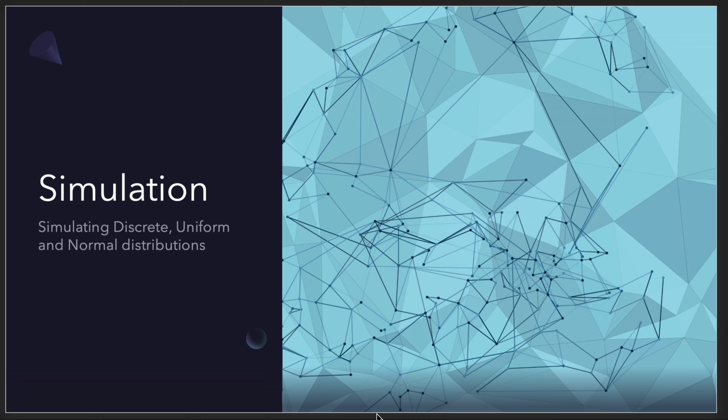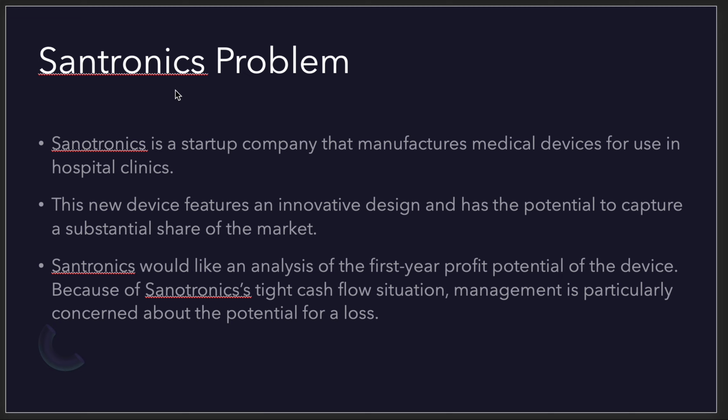So to motivate this, we'll look at a simple example. This is from the textbook. It's an example called the Santronics problem. So Santronics is a startup company that manufactures medical devices for use in hospital clinics. This is a new device that has the potential to capture a large share of the market. And what Santronics would like to do is analyze the first year potential for this device, right? Given the tight cash flow situation they are concerned about the potential for a loss.